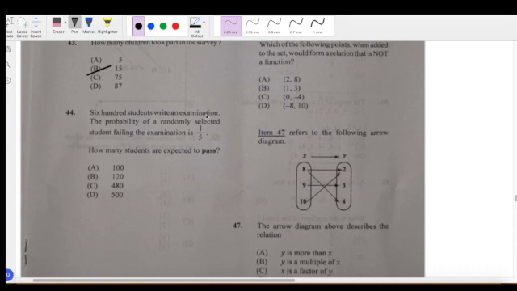600 students write an examination. The probability of a randomly selected student failing the exam is 1 in 5. So 600 students, how many students are expected to pass the exam? Well, 4 out of 5 students are expected to pass the exam. So 4 out of 5 over 600.